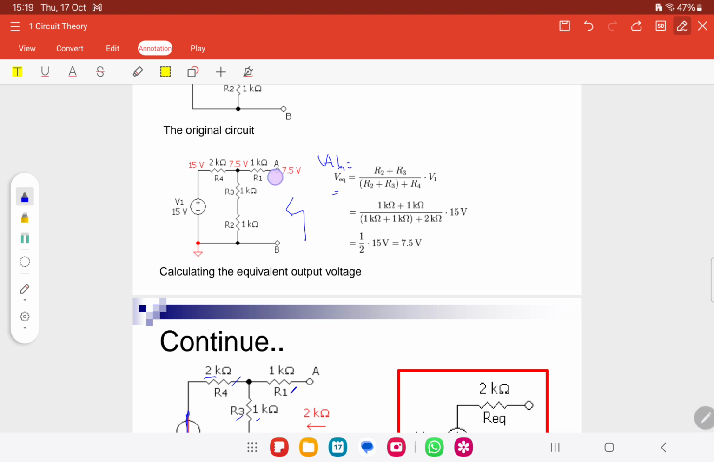Okay, sebab VTH kan dekat sini at R2 and R3 over R total. Kenapa R1 ni tak ambil? Sebab this one is open loop, tak ada current, so tak perlu kira pun. Okay, R2 plus R3 over R total. Ni voltage divider.